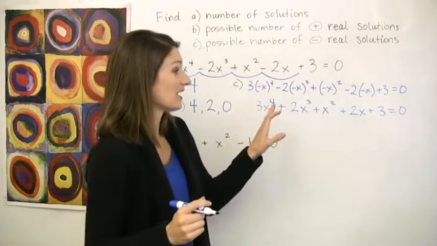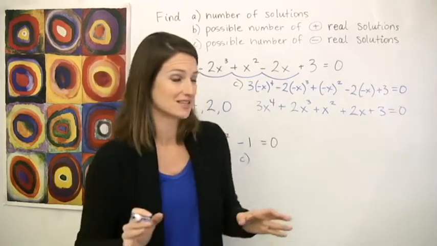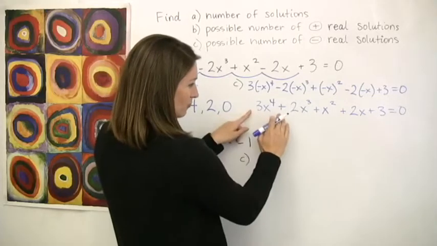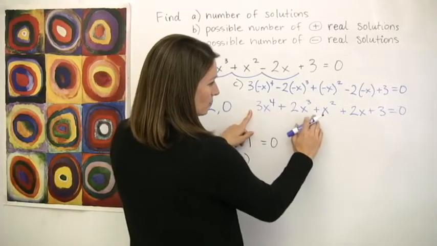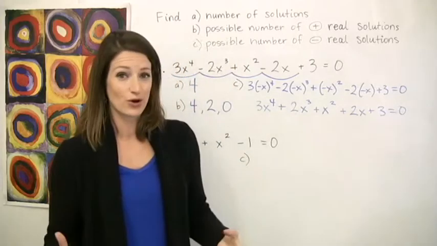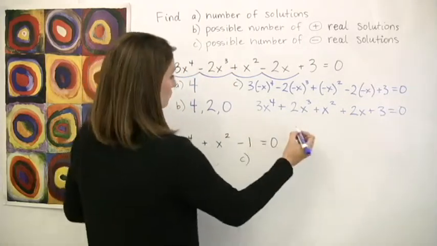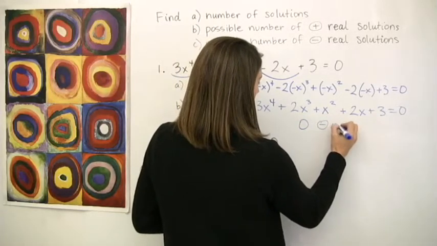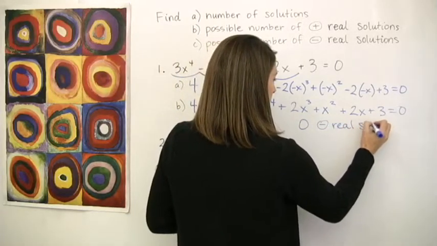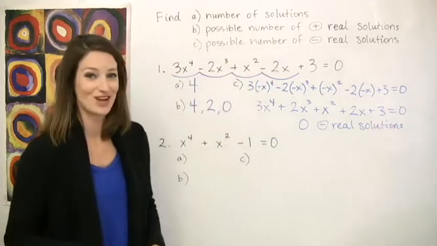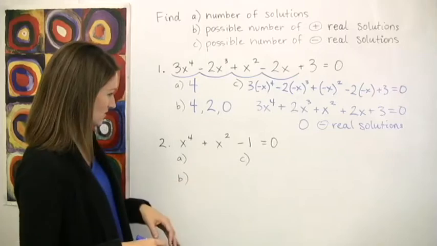Now we can look and see if there are any variations in signs in order to find our negative real solutions. So let's look here. We have positive to positive, that stays the same, positive to positive, positive to positive, it all stays the same. So there are 0 possible negative real solutions. So 0 negative real solutions. That's our answer to part C for this first equation. So let's move on and do the second equation here.